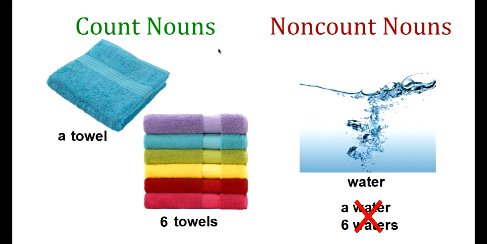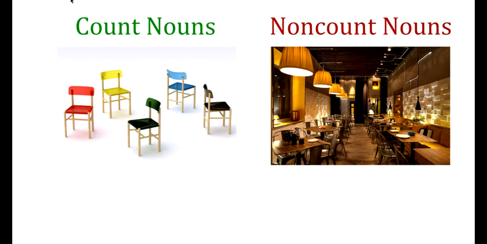So that's the first part of this review, count versus non-count. But I wanted to point out that it's not always as obvious. Sometimes the non-count noun can be difficult to identify. Over here on the left, I have chairs. Very obviously a count noun, because you can see I have 5, something I can count.